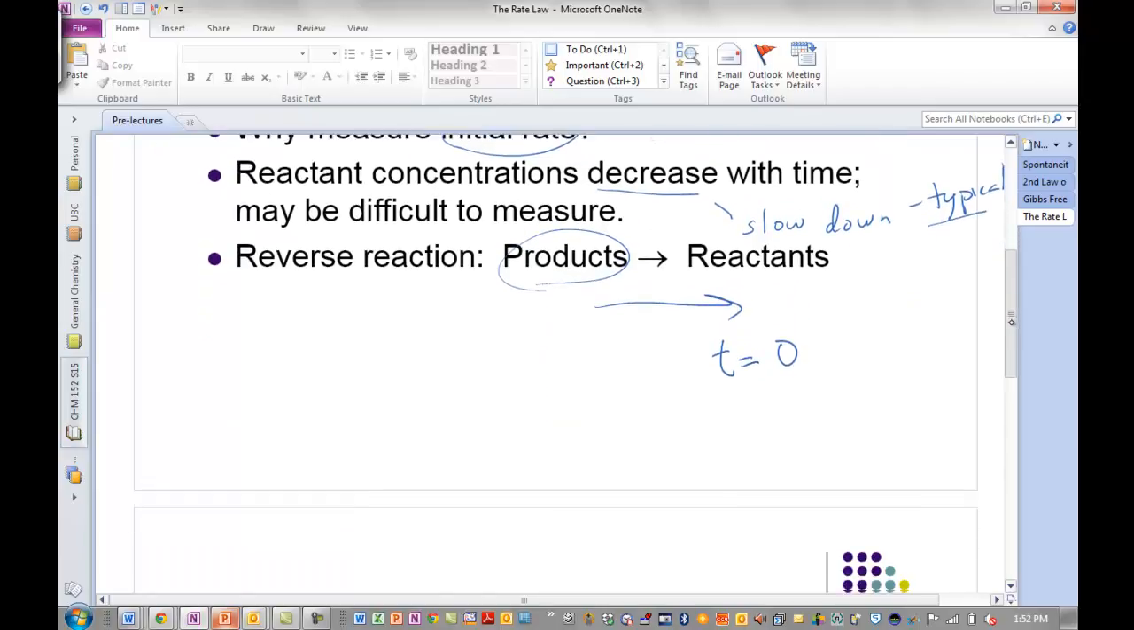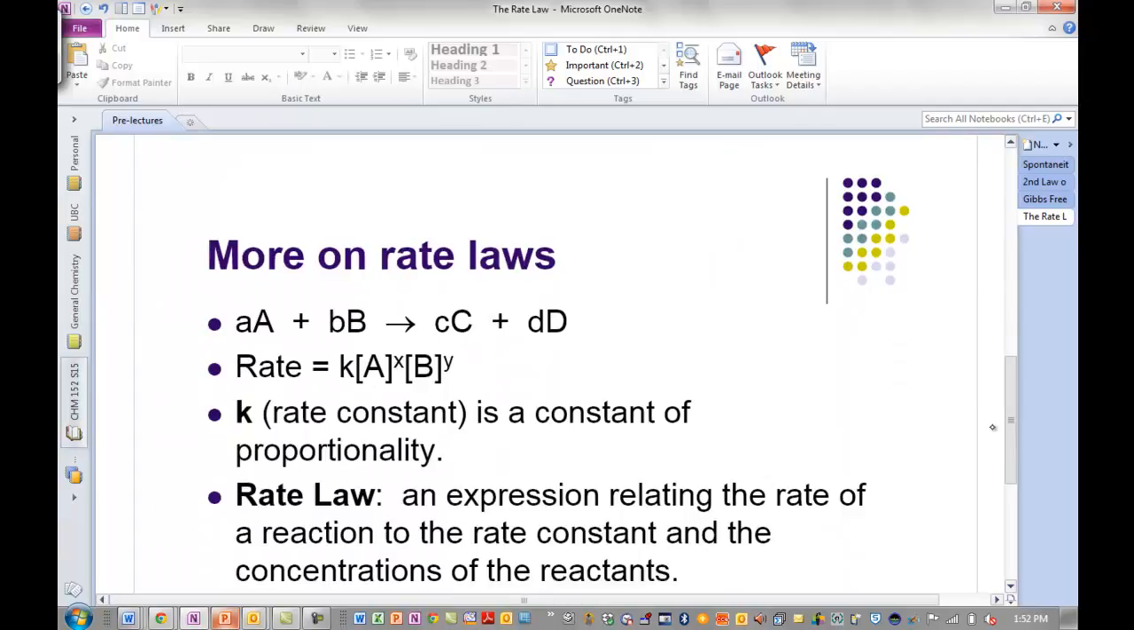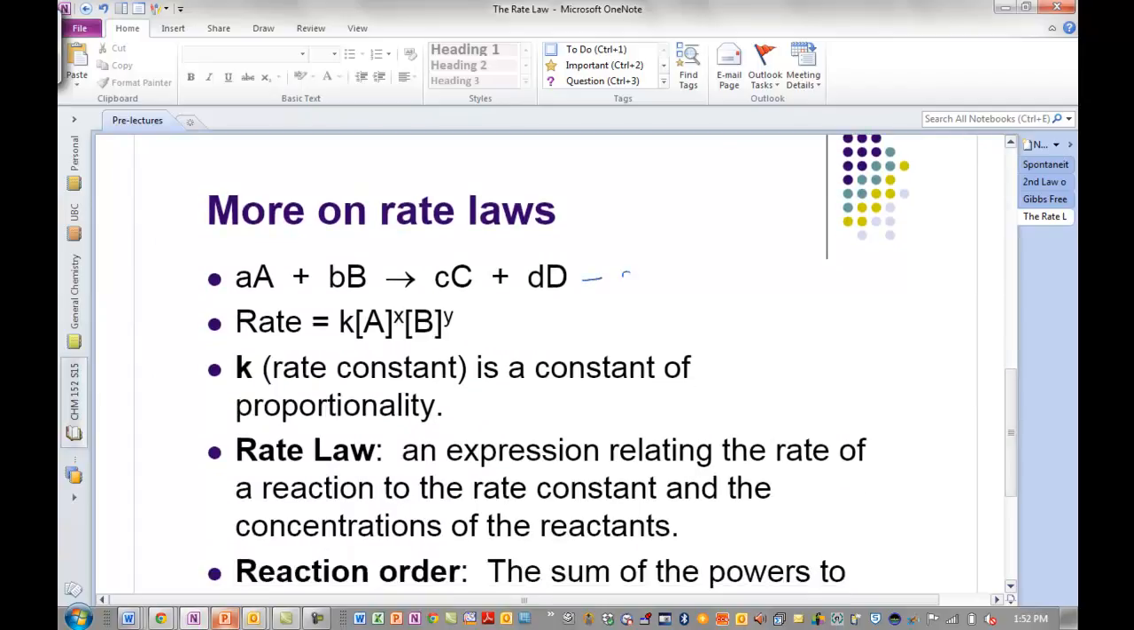Now, what is the rate law? So this is just some generic reaction. Okay? The key is that we have two reactants, A and B. Since we're looking just at initial rate, we don't have to worry about the products. Right? Products haven't built up yet. That makes our life a little bit easier. So this is the general form of the rate law.